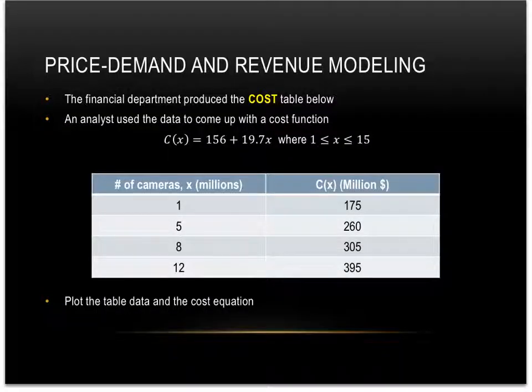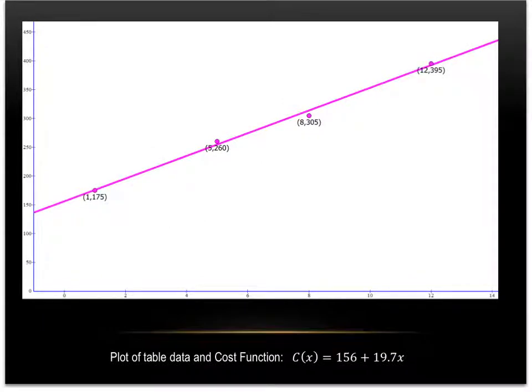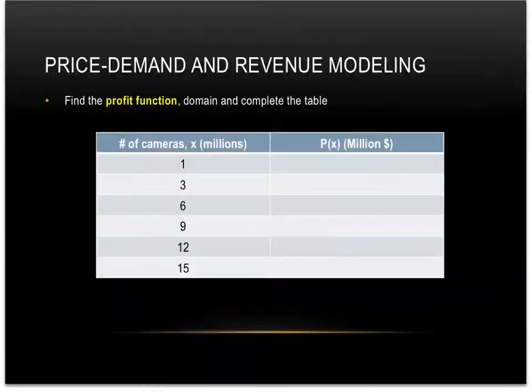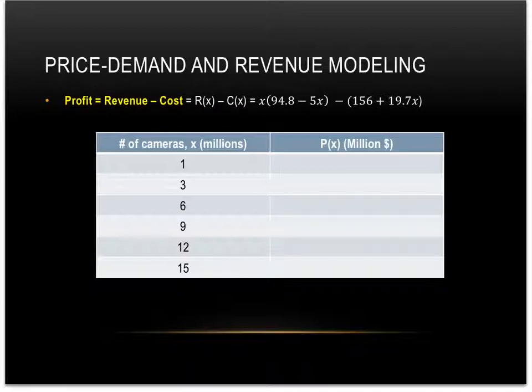All right, the financial department produced the cost table below. So here is our cost function, and here is our data. We plot it, and of course, this is a best fit line, so it's not going to, again, be exact. Find the profit. How do you find profit? You remember, right? Revenue minus cost.